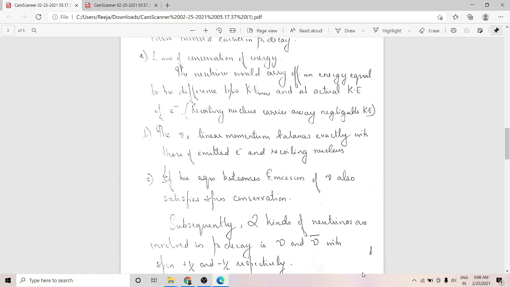First, the law of conservation of energy: the neutrino would carry off an energy equal to the difference between the kinetic energy maximum and the actual kinetic energy of the electron.